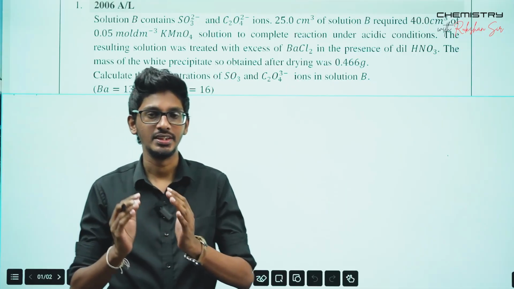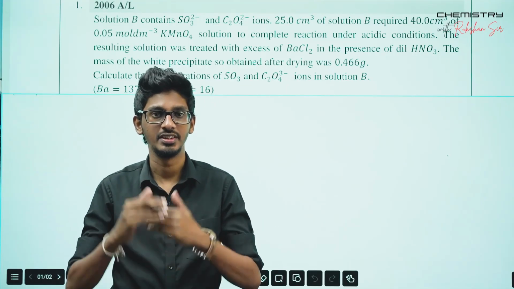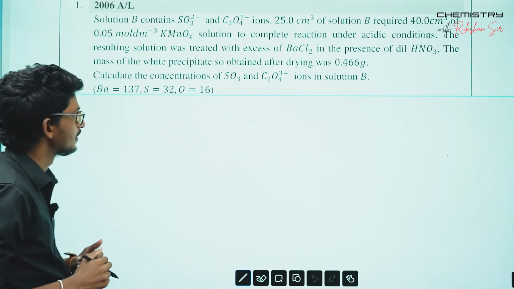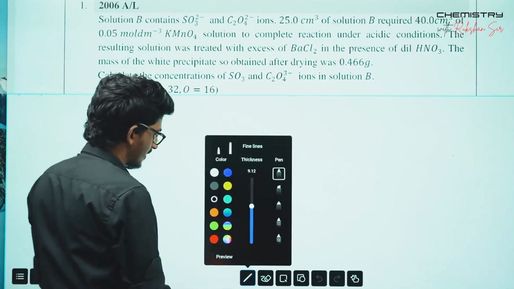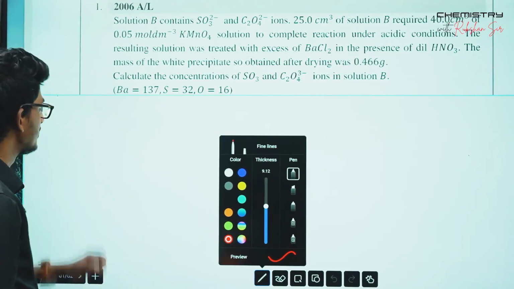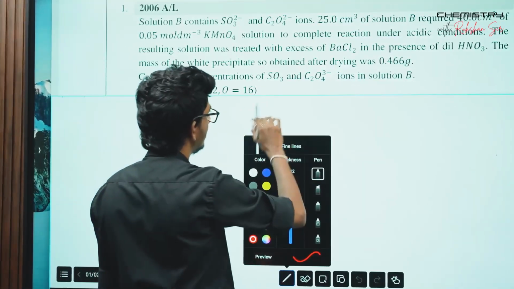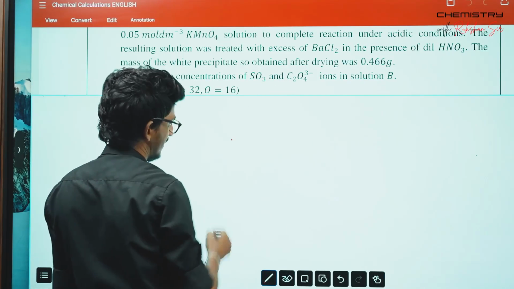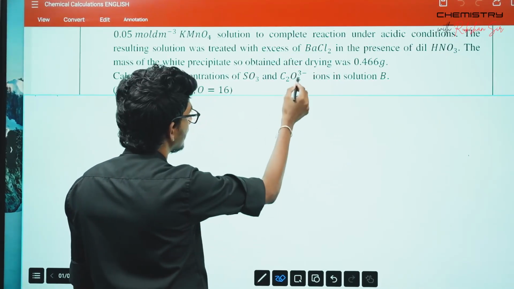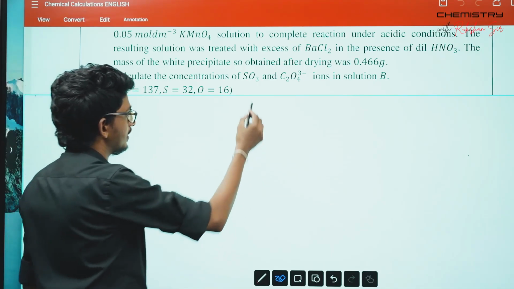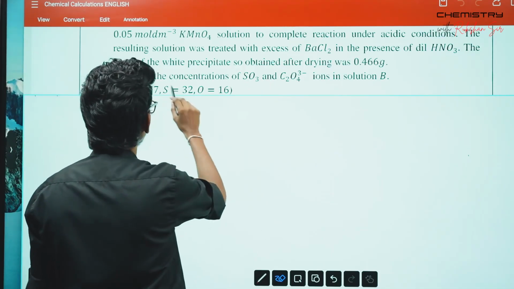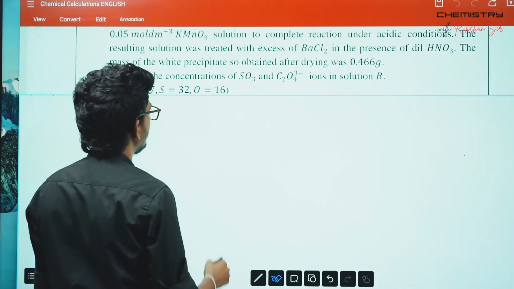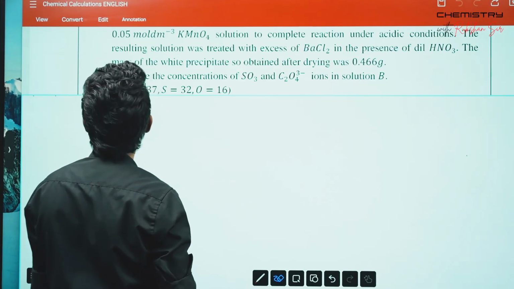We are following the normal solving techniques. First thing is to find out the goal. So what is the goal of this question? The goal is to calculate the concentrations of SO3 2 minus and C2O4 2 minus. That is what we require to find here.